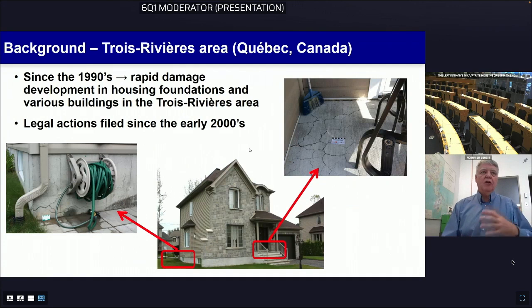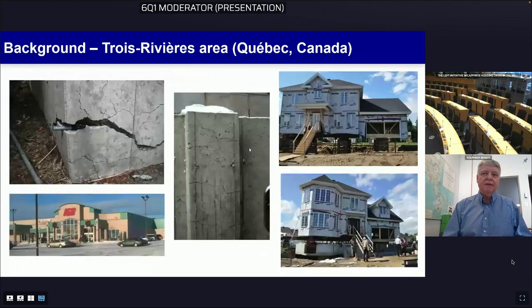So, since the early 1990s, rapid deterioration has been observed on housing foundations and other buildings in the Trois-Rivières area, which is located about 200 kilometers northeast of Montreal in Quebec. And legal actions were filed actually since the early 2000s related to this process.